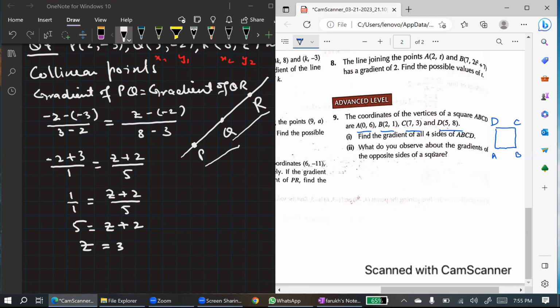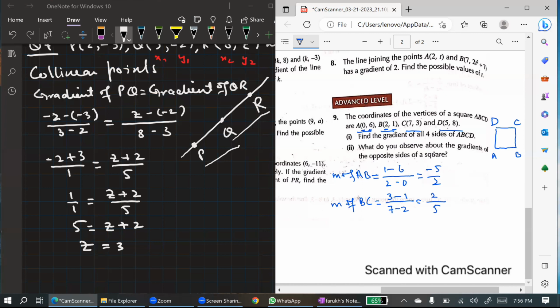Now we will find out the gradient of AB. We often represent the gradient with M. M of AB is equal to, we will name this one as x1 and y1, x2 and y2. So this one is 1 minus 6 over 2 minus 0. M of BC. Can you find out the gradient of BC? What should I write? 3 minus 1 over 7 minus 2. 2 over 5.